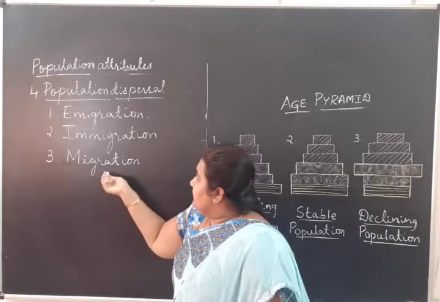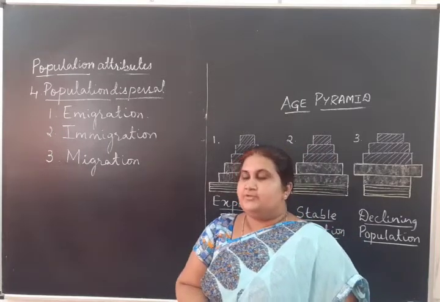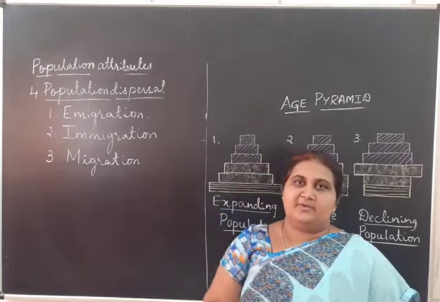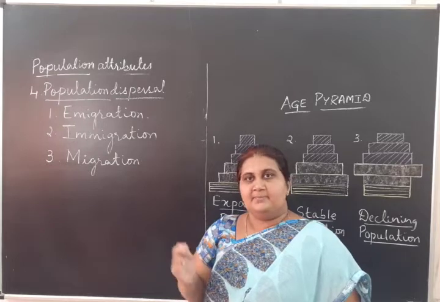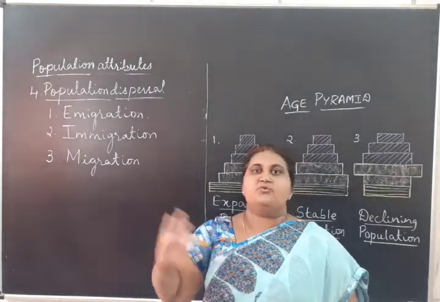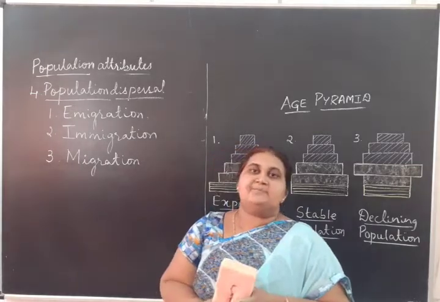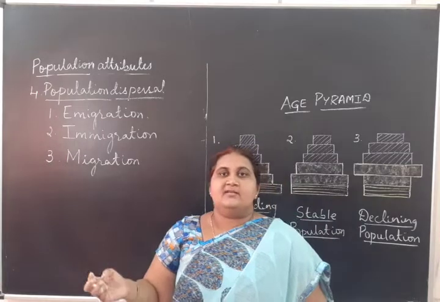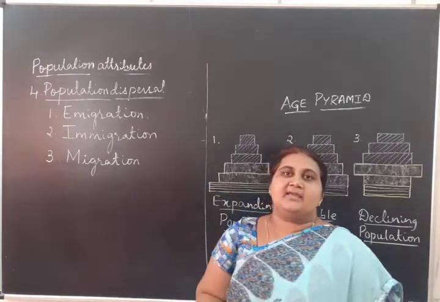The third type of population dispersal is migration. Migration is a two-way process, two-way movement. Migration is the movement of the whole population to overcome unfavorable or stressful conditions, and when the conditions become favorable they return back. First, the whole population, not one or two individuals, moves away from its habitat to overcome stressful, unfavorable conditions, and moves towards a new area. Again, they return back when the conditions become favorable. That is called migration.